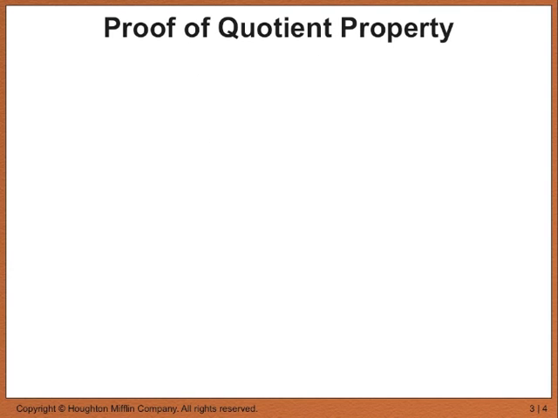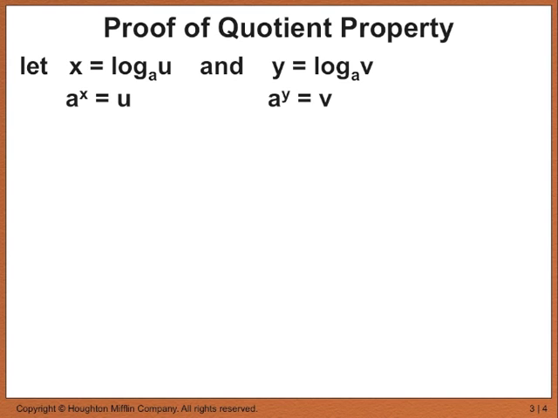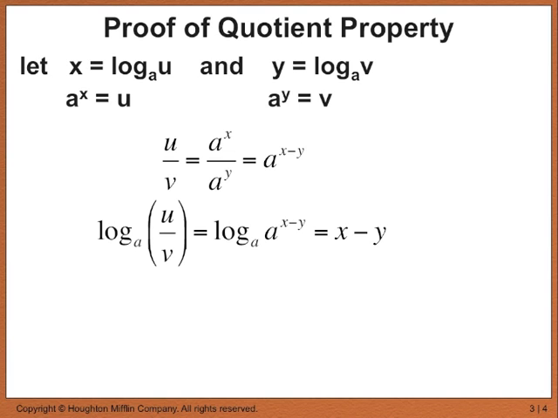A proof of the quotient property. Let x equal log base a of u and y equal log base a of v. Same first step. And of course the same second step. It's just a consequence. a to the x equals u, a to the y equals v. u divided by v equals a to the x over a to the y. And that in turn equals a to the x minus y. It's basic Algebra 2 behavior of exponents.